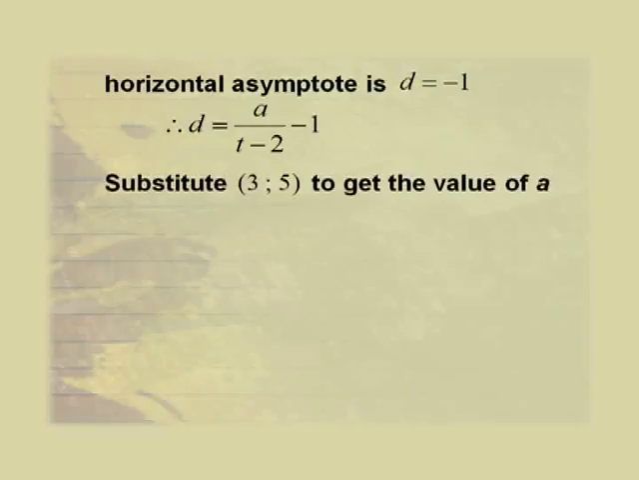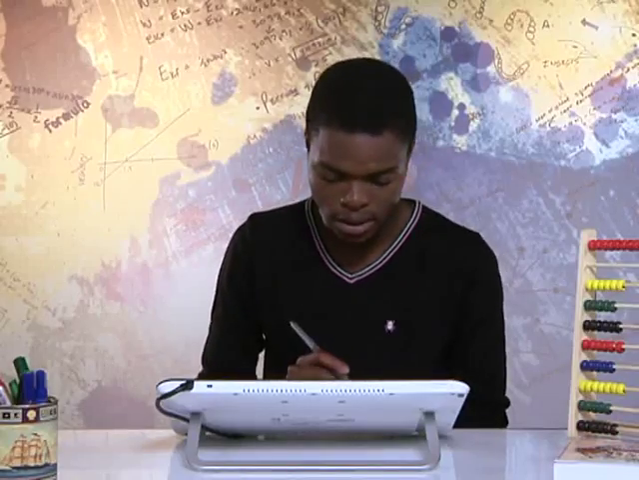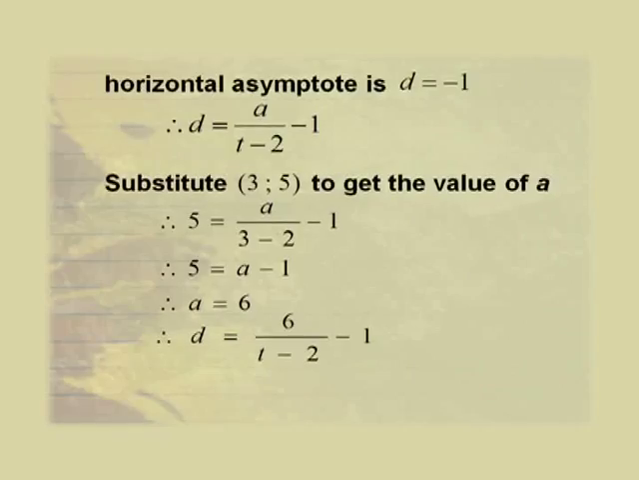Then we have to substitute (3, 5) to get the value of a. Because (3, 5) are your values for your y's and your x's, you substitute for your values of y and x. Therefore, you're going to get 5 is equal to a over 3 minus 2, minus 1. And your answer for a, you will get it to be 6. Therefore, the whole equation now is going to be d is equal to 6 over t minus 2, minus 1, where t is greater than or equal to 3.